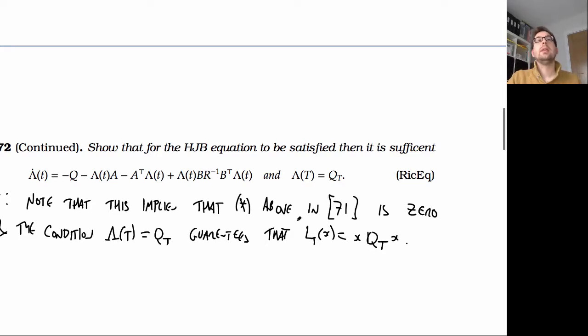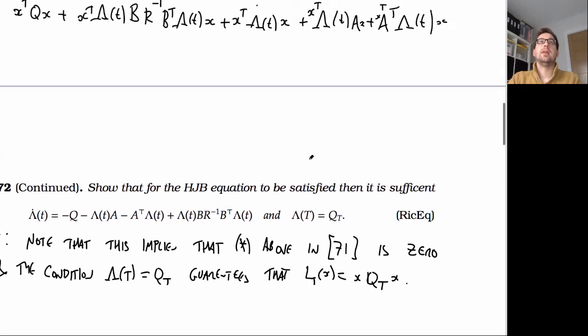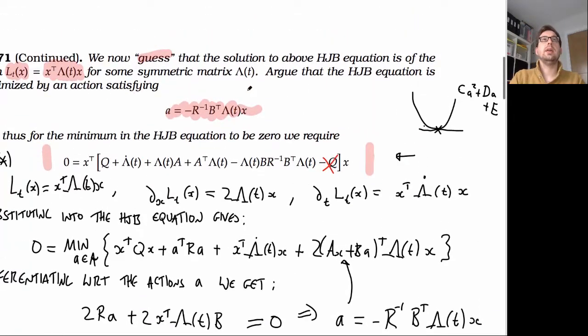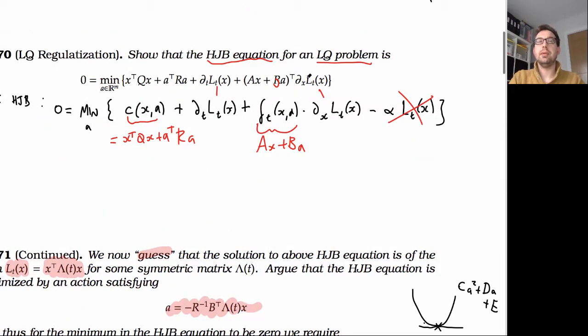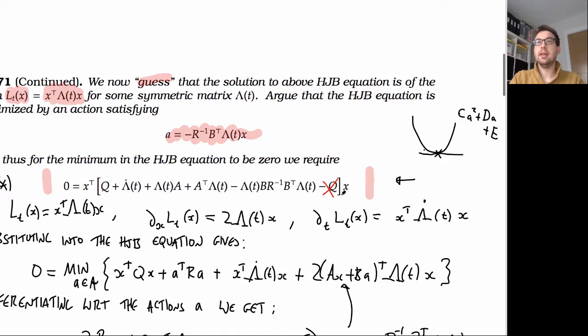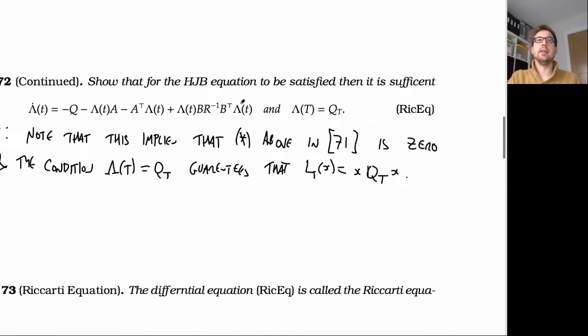Okay, so essentially, if I want this to hold, then I need this to hold. And one way to make this equal to 0 is to make this term inside the square brackets equal to 0. And that is exactly this condition over here. All right. Now this is a special sort of condition. It's called the Riccati equation.